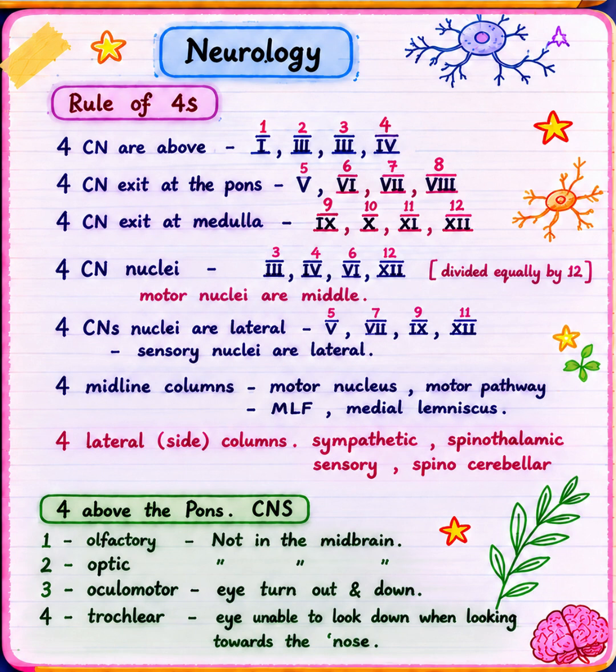And also there are 4 cranial nerves that exit at the lateral. So lateral is 5, 7, 9, and 11, okay? They cannot be divided by 12. Those numbers are odd numbers, so they cannot be divided by 12. So when you see them, you know they exit from the lateral part of the brain. And if they exit from lateral, they are sensory nuclei. So that is the rule that we have to remember.